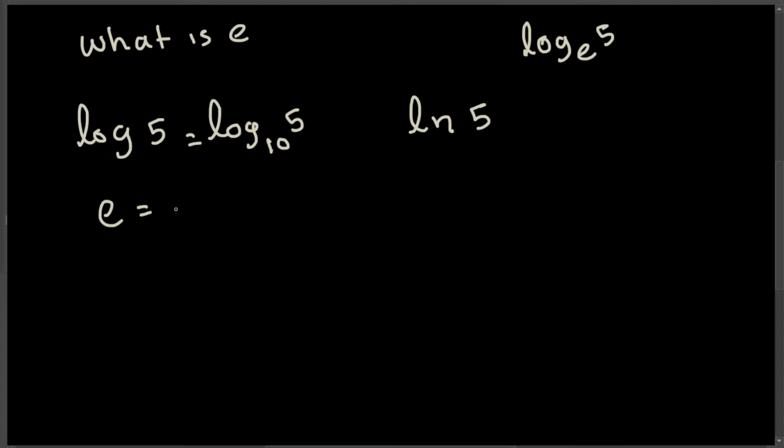If you find this one, you're going to get 2.718281828. So this is the e. e is basically a number.